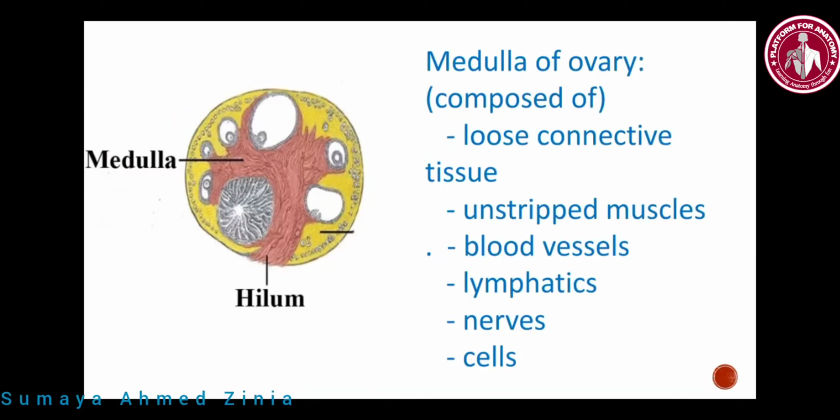The medulla is composed of loose connective tissue, unstriped muscles, blood vessels, lymphatics, and nerves. A small number of cells similar to the interstitial cells of Leydig in the testes are also present in the medulla. They may be the source of androgen secretion.